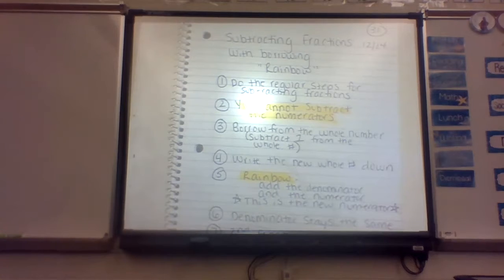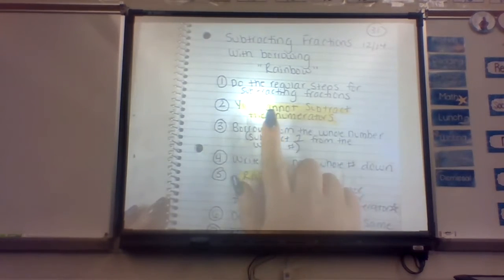Some of you are doing the rainbow too early. Don't get too excited. Everything is not a rainbow. So we first do the steps for subtracting. Then we look to see. We don't always have to do the rainbow. Sometimes we don't have to.